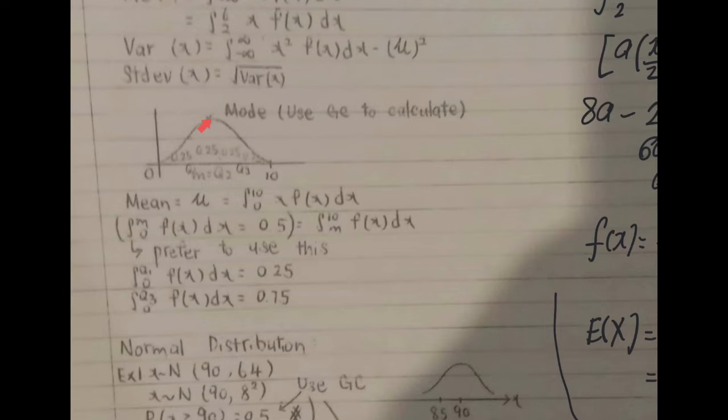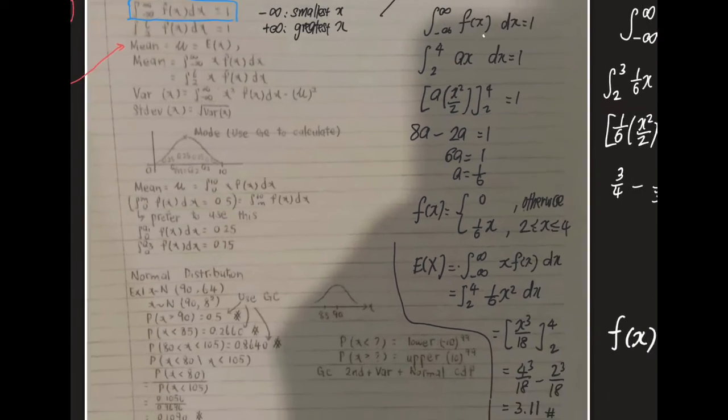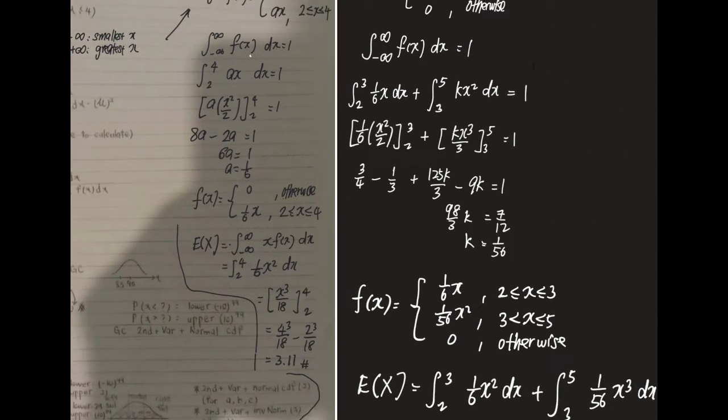Sometimes our graph is not having the maximum point in this way, then the way to find the mode is a little bit different. I give you an example. Let's say how to find the mode, which is the maximum point. I start with a simple example.